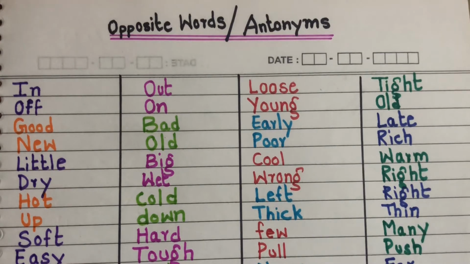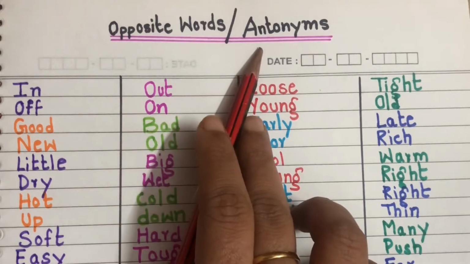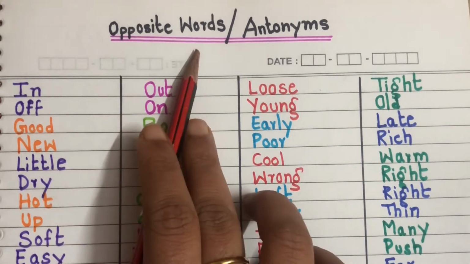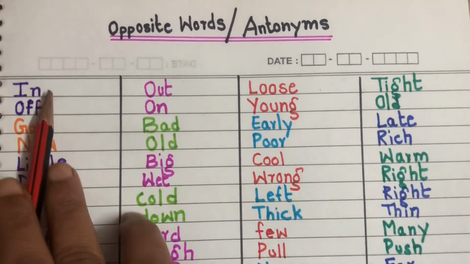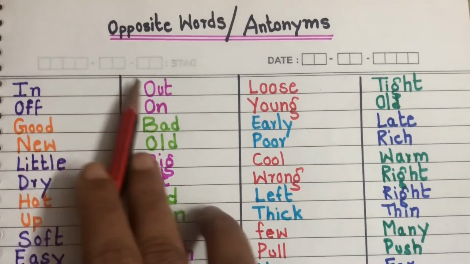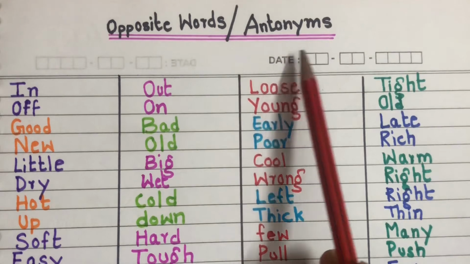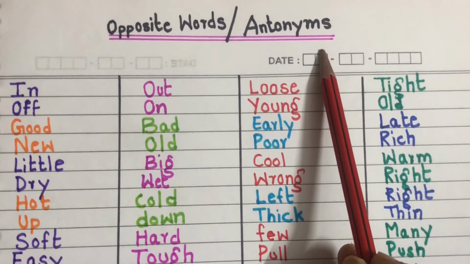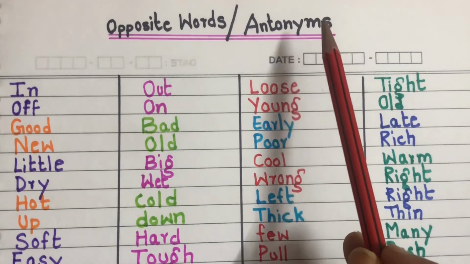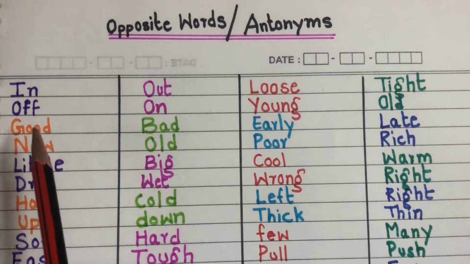Hello everyone. In this lesson, we are going to learn about opposite words or antonyms. Opposite words are usually a pair of words with opposite or different meanings. Opposite words are also called antonyms. In this video, we are going to learn some of the common opposite words that we see in day-to-day life.